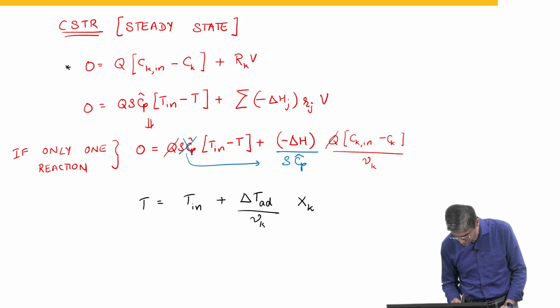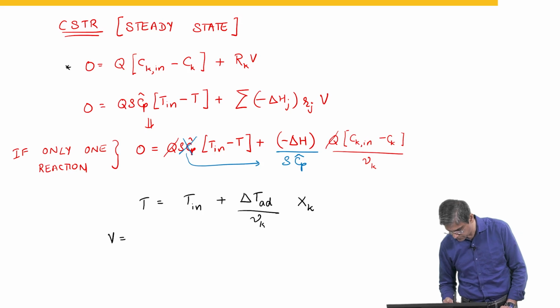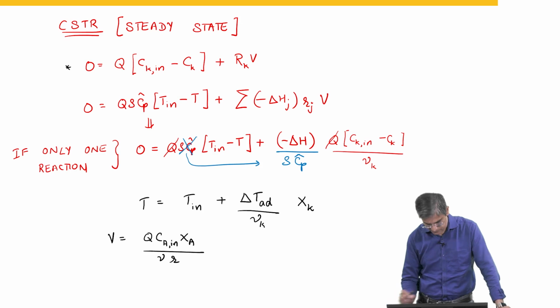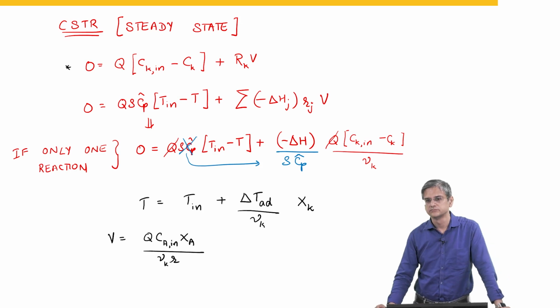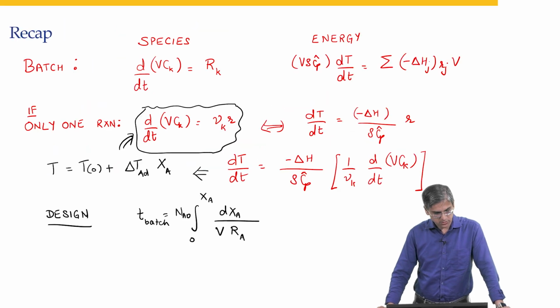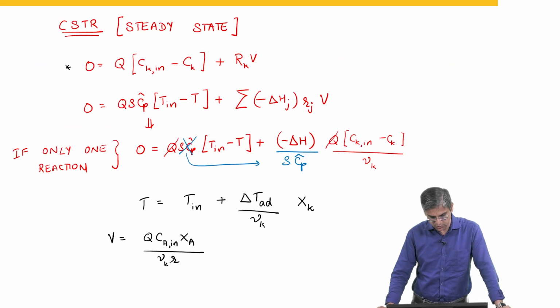When you substitute in this equation, you are going to get V as nothing but Q multiplied by Ca in Xa divided by R or nu R. So, when it comes to your batch reactor, there is an integration involved. When it comes to the CSTR, there is no integration involved.